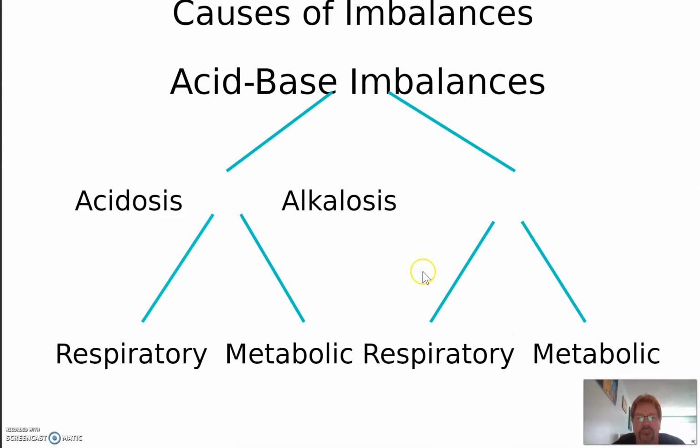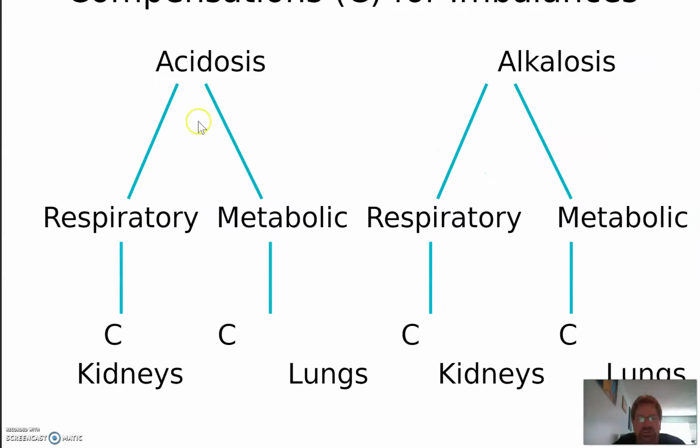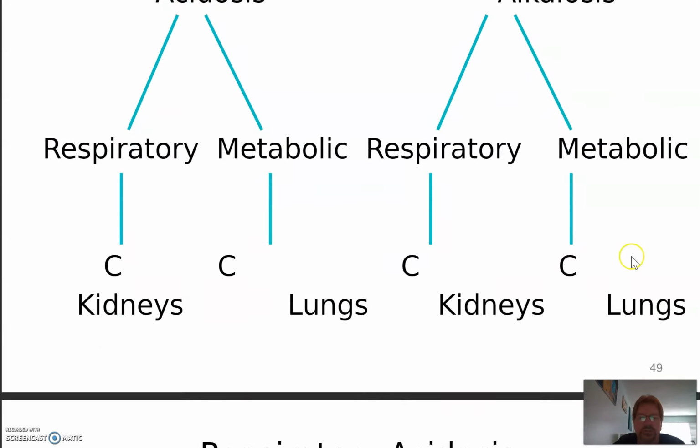It's very important. Causes of imbalances in acid-base balance: we can have respiratory or metabolic, and we can have acidosis or alkalosis. Compensations: respiratory, kidneys, lungs.